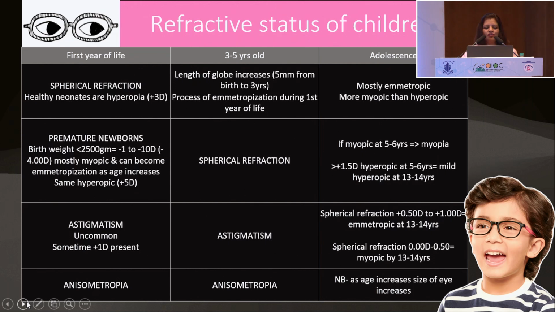In premature newborns, if the birth weight is less than 2,500 grams, these children are usually myopic, sometimes up to -10 diopters of myopia. At the age of 3 to 5 years, again, there will be a change in refractive power. Suppose at the age of 5 to 6 years the child is myopic, that will be myopia at the later age. And if the child has more than 1.5 diopters of hypermetropia at the age of 5 to 6 years, then that child is usually hypermetropic at the age of 13 to 14 years.